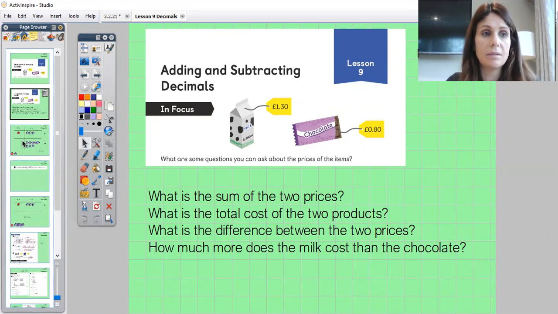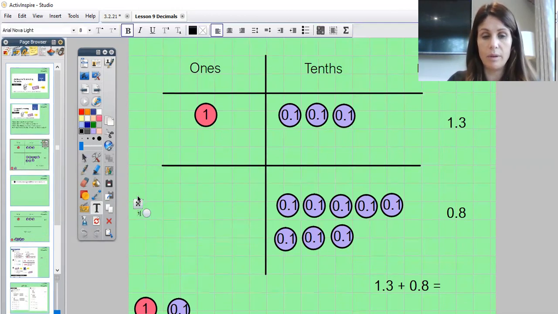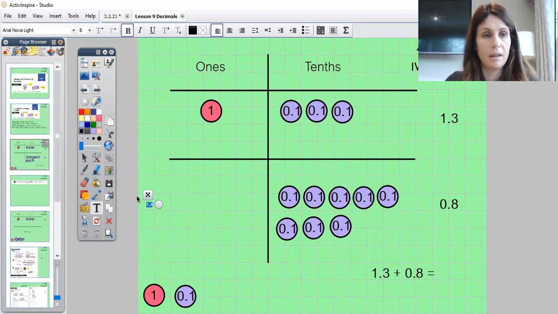So let's have a little look at a question. I'm going to first of all focus on adding. Now I know that you guys are really good already at doing 1.3. Oh dear. Let's make that a bit bigger.